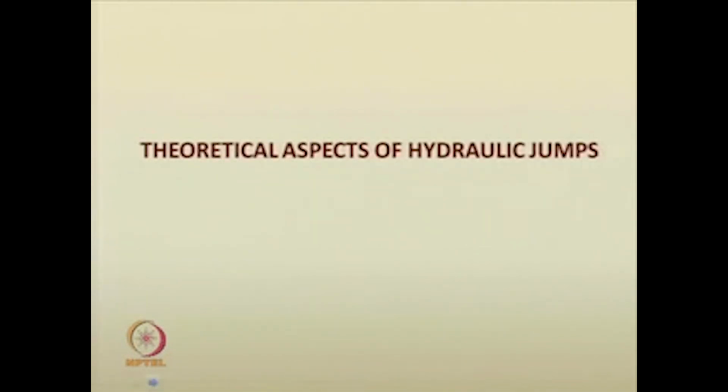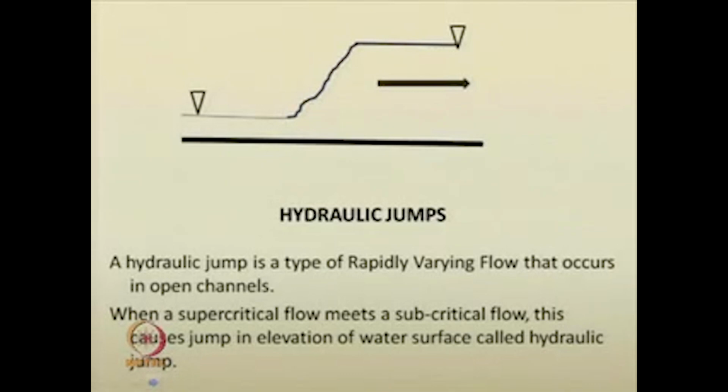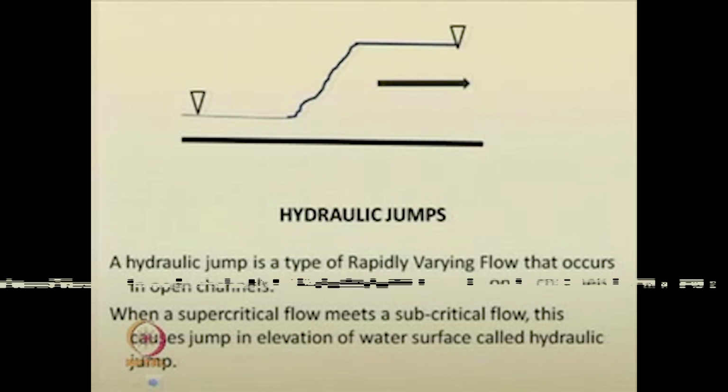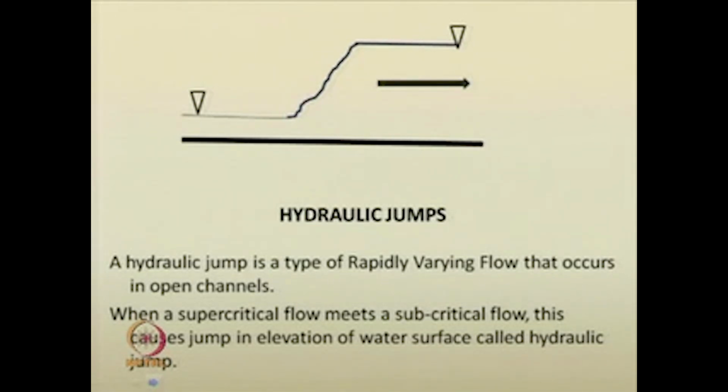Today, as we discussed in the last class, we will go through the theoretical aspects of hydraulic jumps, some of the fundamental principles that are required, and how you can employ them for analyzing hydraulic jumps. Just recalling, a hydraulic jump is a type of rapidly varying flow that occurs in open channels. The definition was given like this: when a supercritical flow meets a subcritical flow, this causes a jump in elevation of the water surface and is called a hydraulic jump.